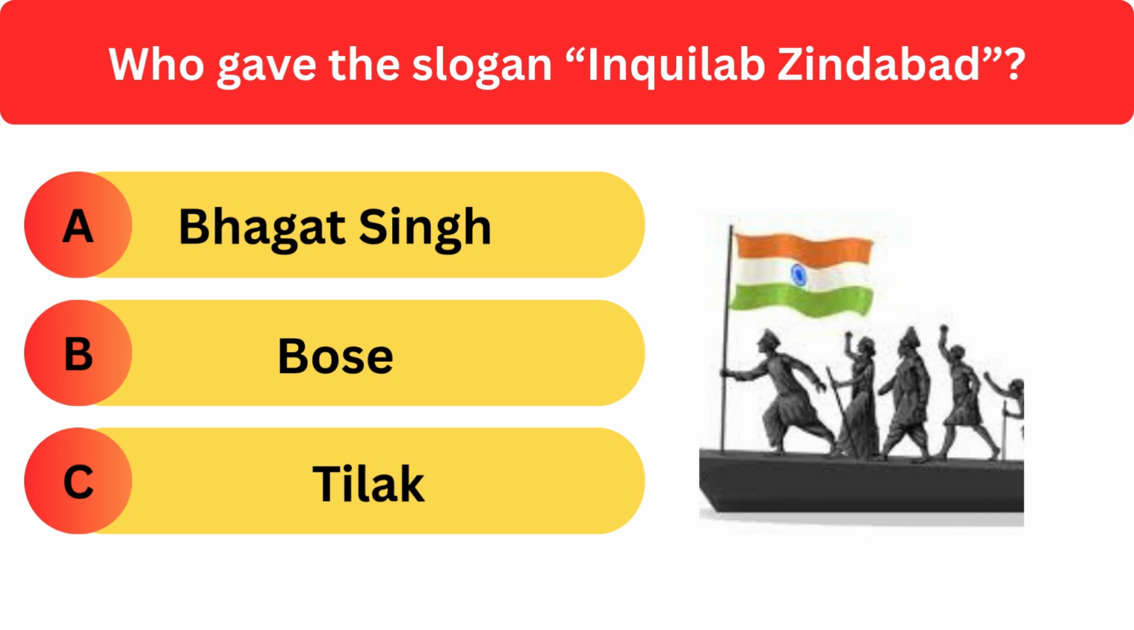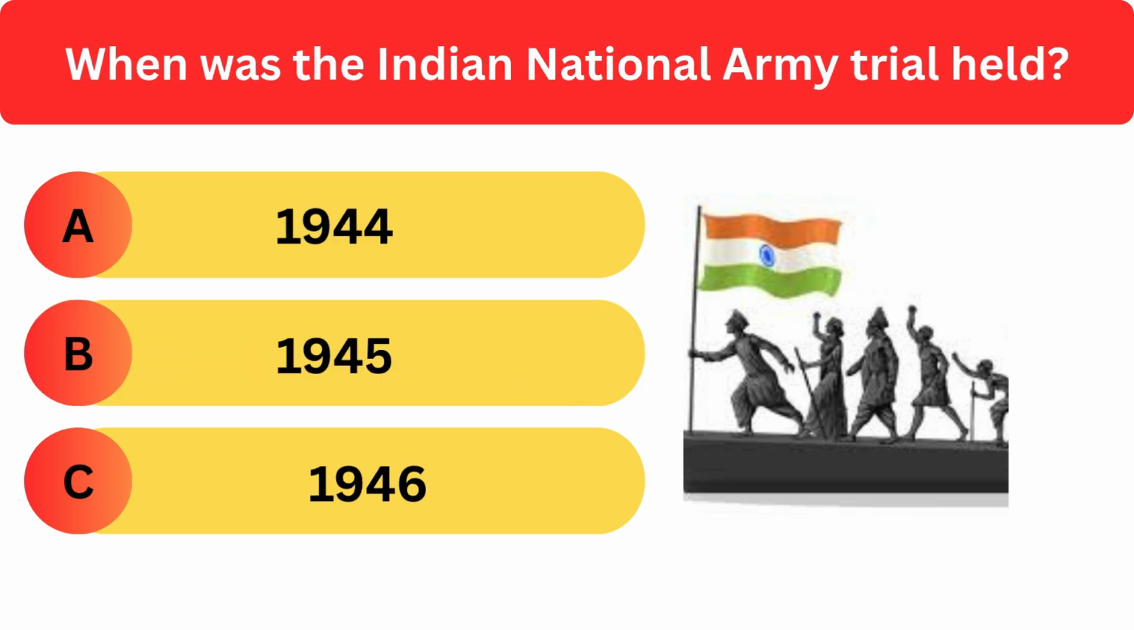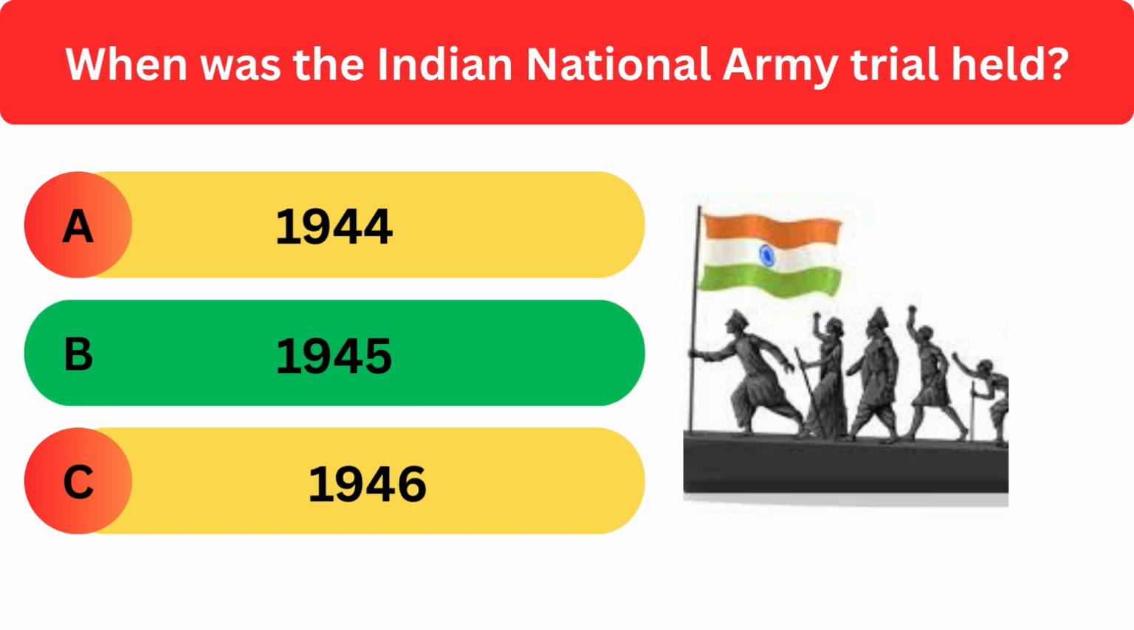Who gave the slogan Inquilab Jindabad? Bhagat Singh, Bose, Tilak. Correct answer is Bhagat Singh. Who was known as the Iron Man of India? Nehru, Patel, Bose. Correct answer is Sardar Vallabhbhai Patel. When was the Indian National Army trial held? 1944, 1945, 1946. Correct answer is 1945.